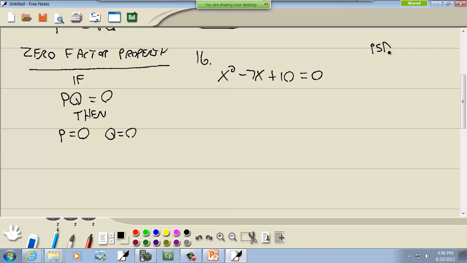So PSD. Take the number at the end, 10. We'll write down all products that give us 10. We got 1 times 10, 2 times 5. Add them. 1 plus 10 is 11. 2 plus 5 is 7. Subtract them. 10 minus 1 is 9. 5 minus 2 is 3. The number we're looking for is the number in the middle term, which is 7, which is right here. So we're going to use 2 and 5.